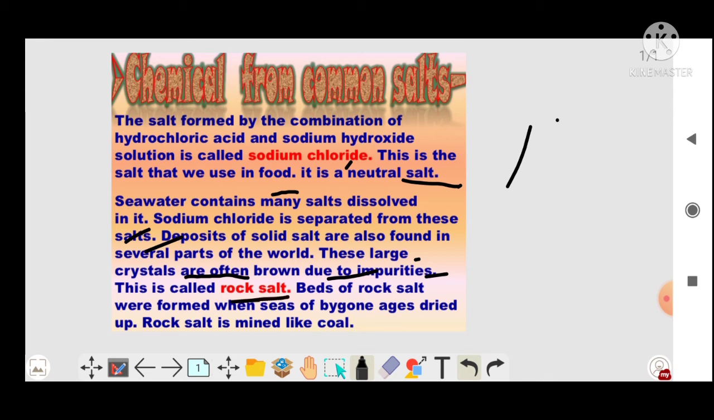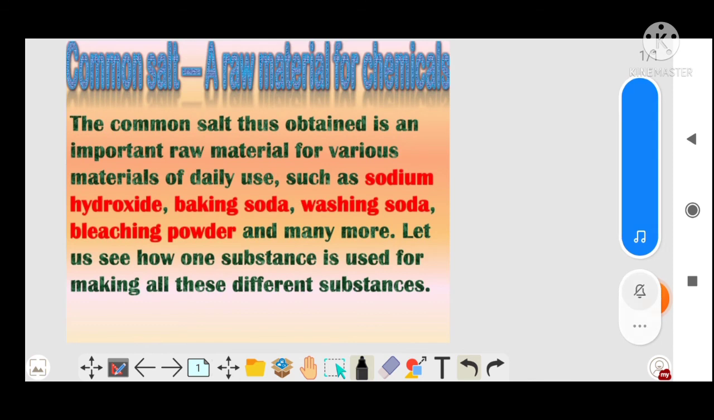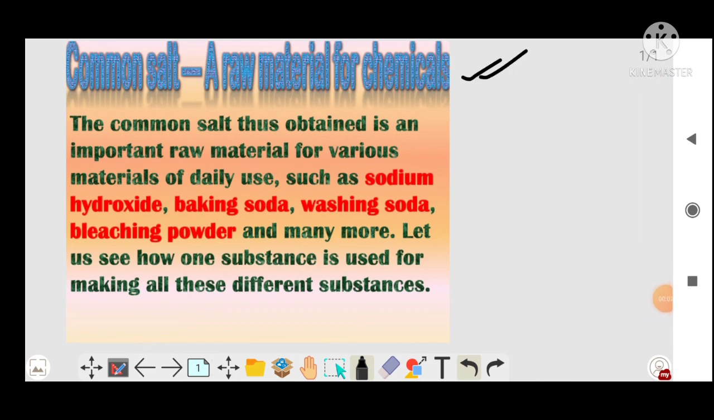This is called rock salt. Beds of rock salt were formed when seas of bygone ages dried up. Rock salt is mined like coal. Common salt, that is NaCl, is a raw material for chemicals.